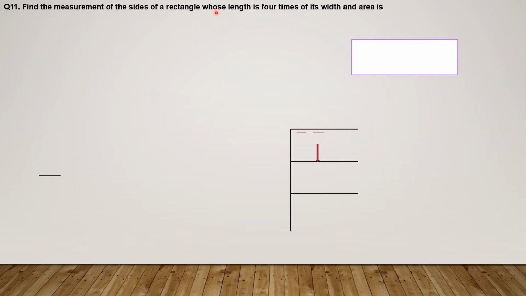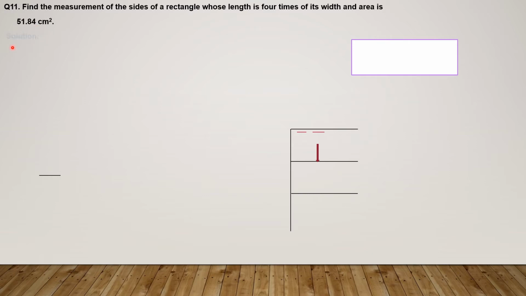Next condition is given to you. Length is 4 times of its width. This length is 4 times of its width. Means when you multiply width with 4, then you get its length. And area is given to you, that is 51.84 centimeters square.